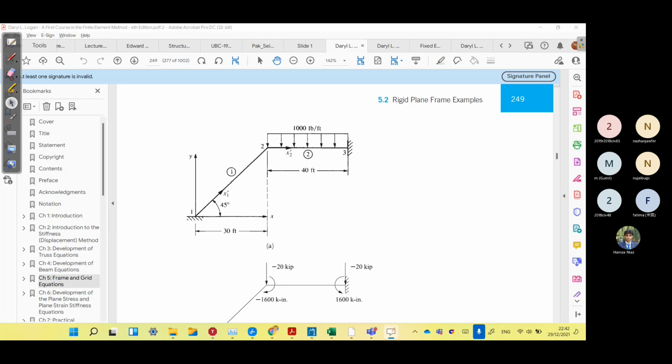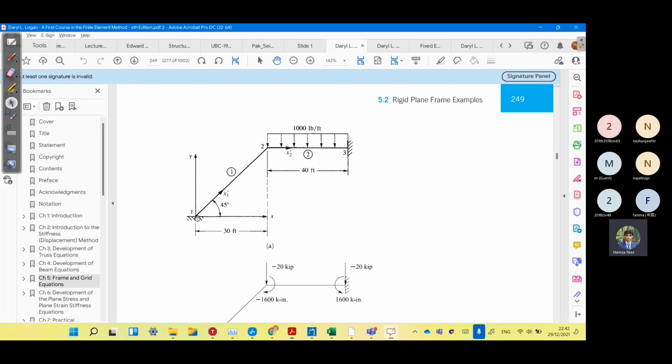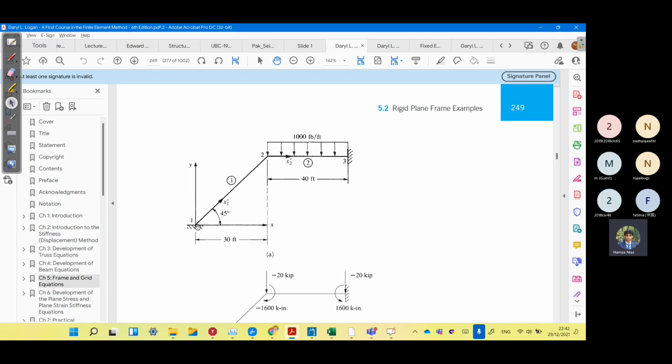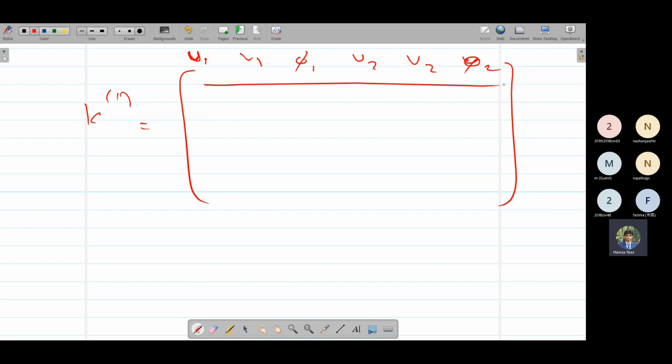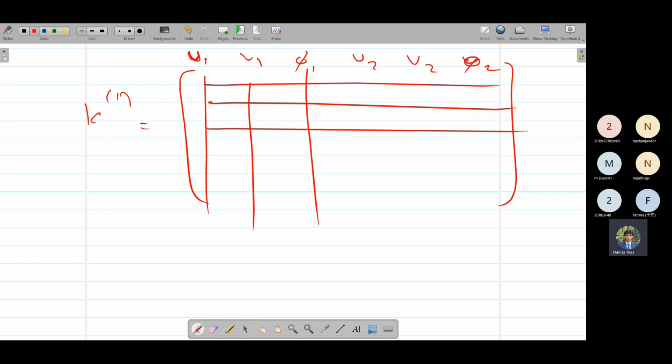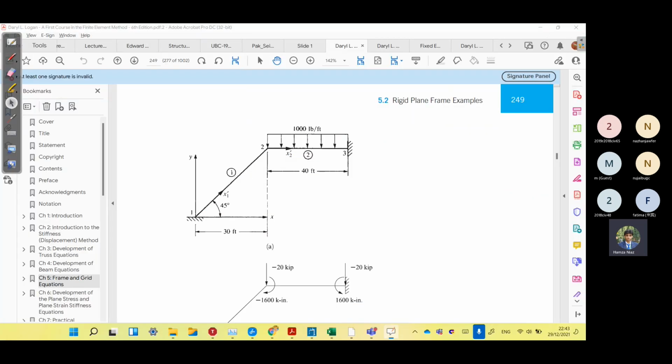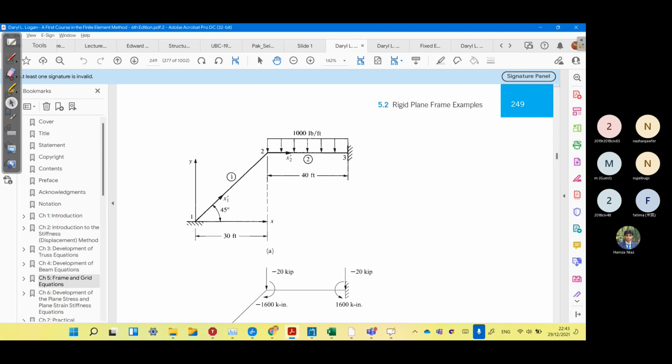They have written this intelligently, I would say. At node 1, this is a fixed support, so we have no displacement, no rotation, nothing here. So we do not need to write u1, v1, phi1. These will all be cancelled in the next step. We can just write u2, v2, and phi2.